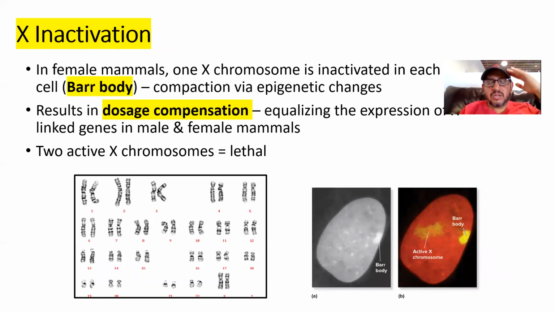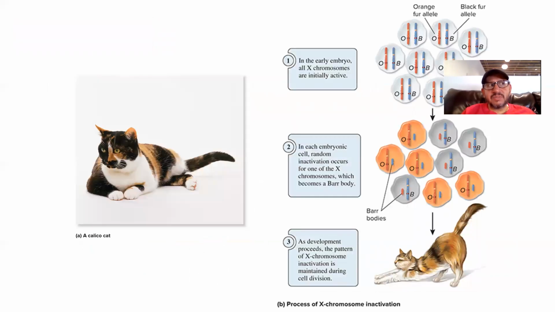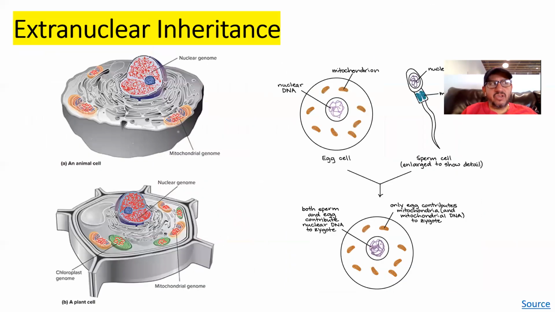X inactivation is really an extraordinary process. I don't want to get into it too much right here, but I did want you to be aware of it. There are mammals that can undergo X inactivation, and you can see it in different species such as cats and humans.